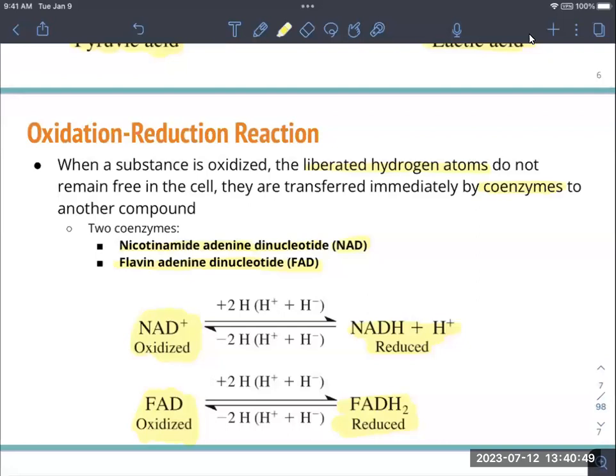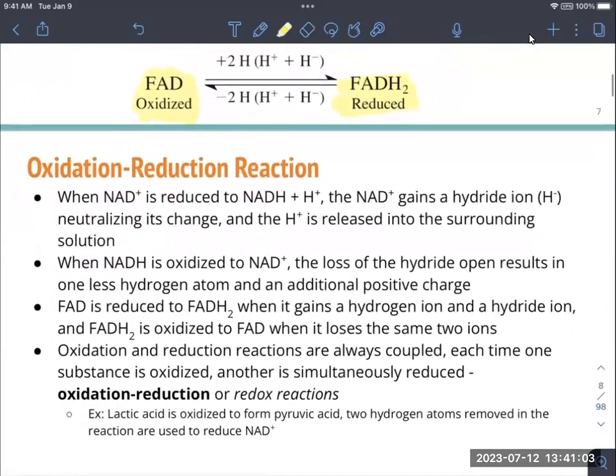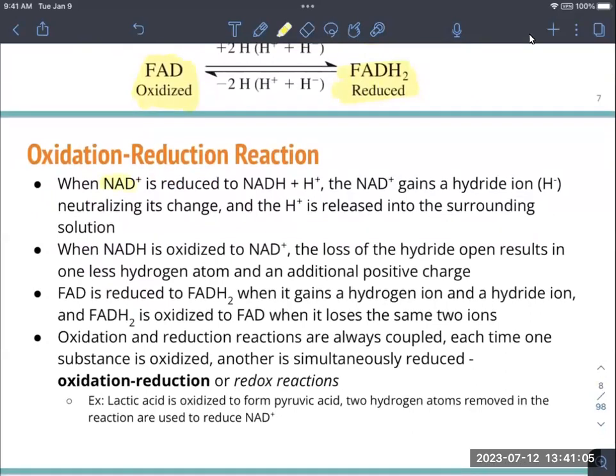This is what happens when we are going through the different steps in the process to create ATP within our cells. So when we take this NAD+, reduce it to NADH plus H+, that NAD+ gets this hydrogen or hydride ion, and that neutralizes that NAD+. Then that hydrogen, that positive ion, gets released out into that solution.